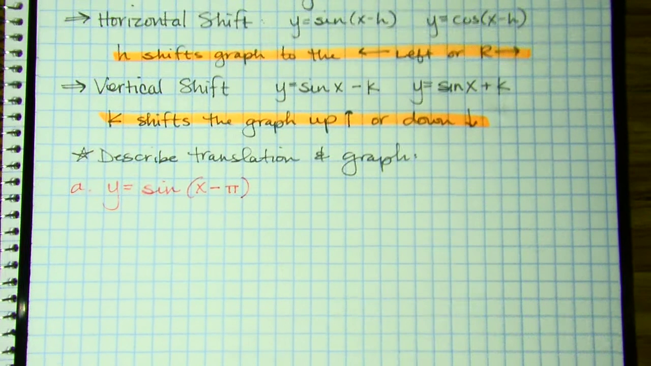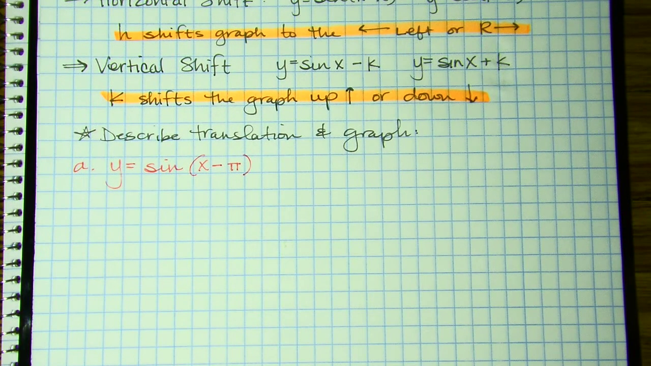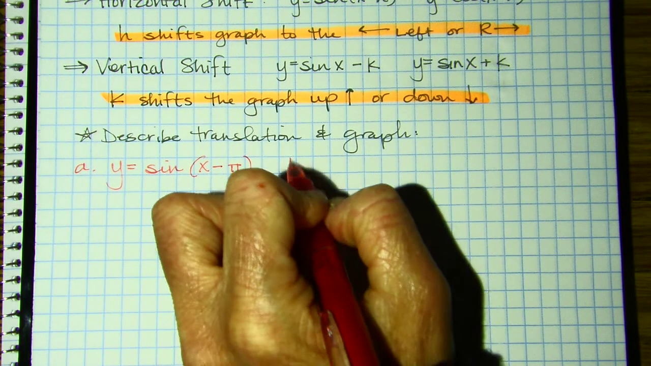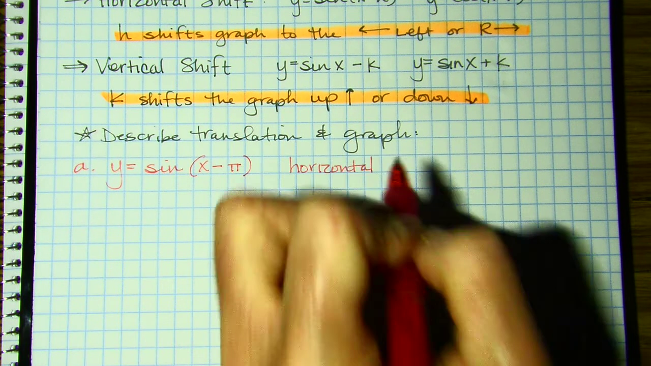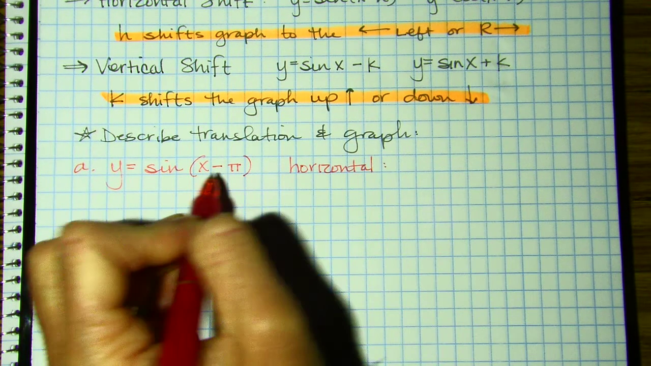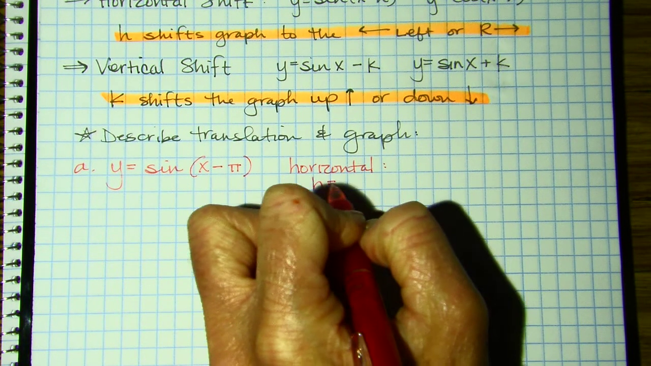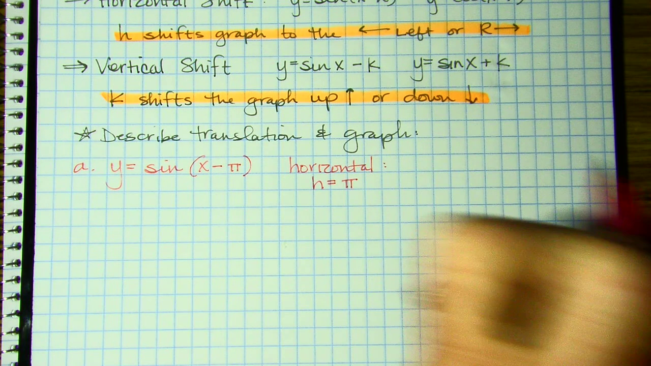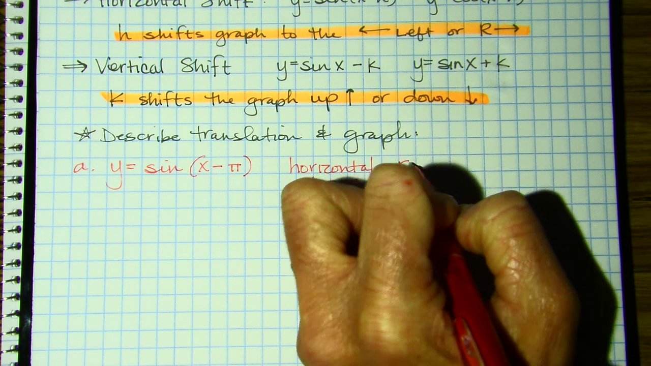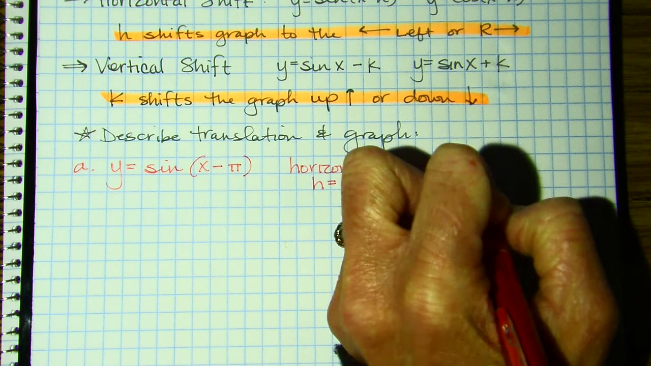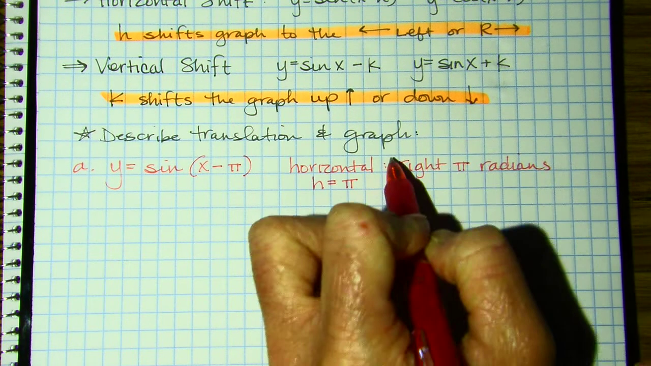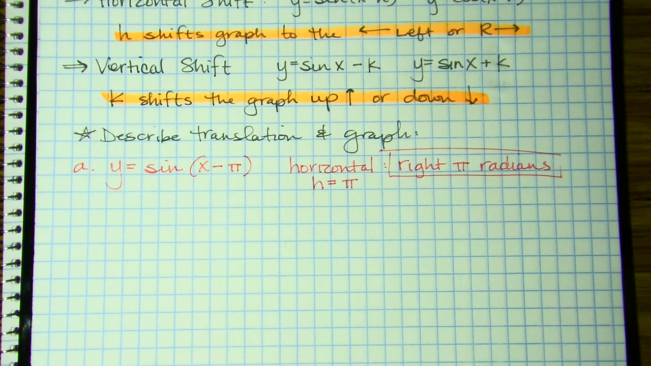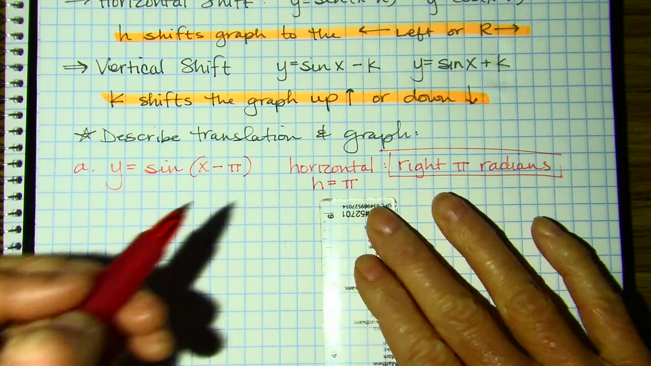So the first thing I notice is this is inside the parentheses. So this is a horizontal shift. So h in this case equals pi. So this is a shift to the right, pi radians. And then I'm going to show you how I graph it using this knowledge.